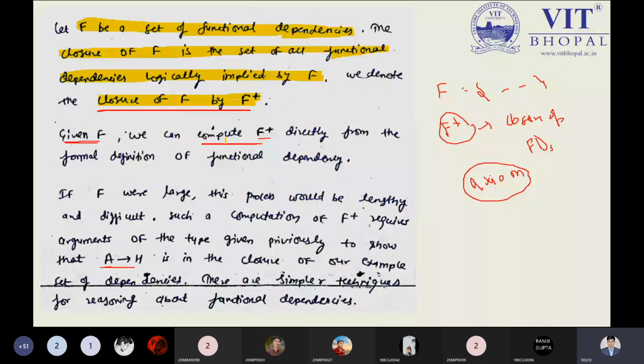So given F means the set of functional dependencies. The words you have to listen carefully. Given F means the set of functional dependencies, and we can compute F plus. This F plus means the closure of the functional dependencies. So we are clear up to this point. It can be generated directly from our functional dependency definitions, and we can also apply some axioms.